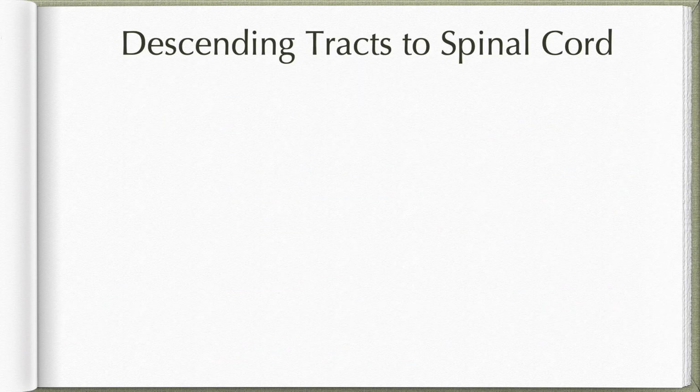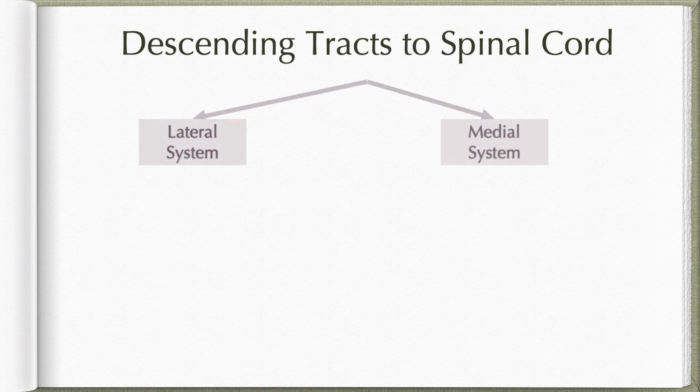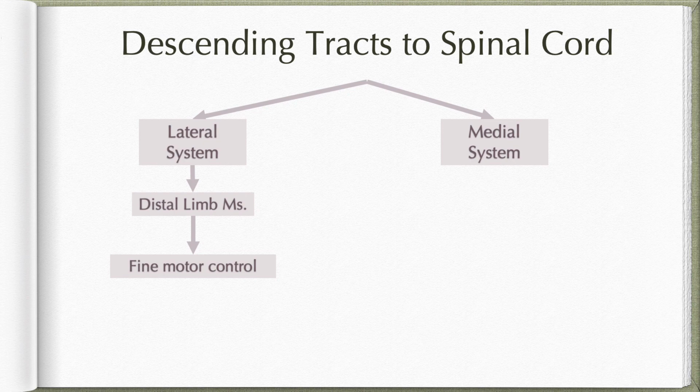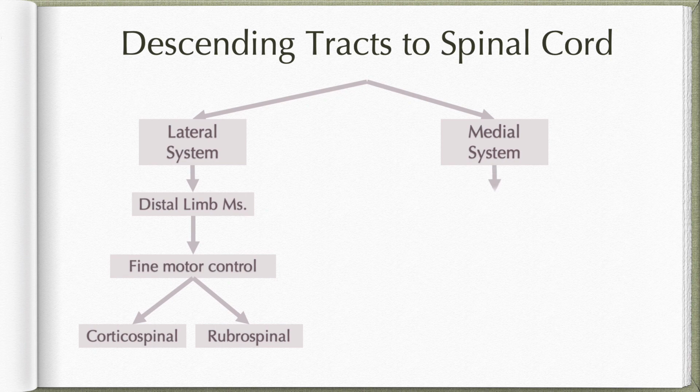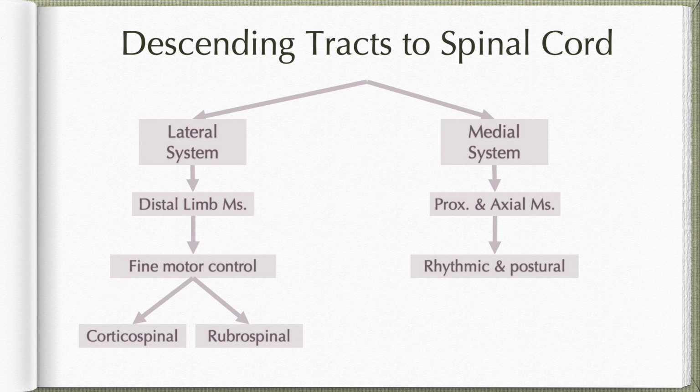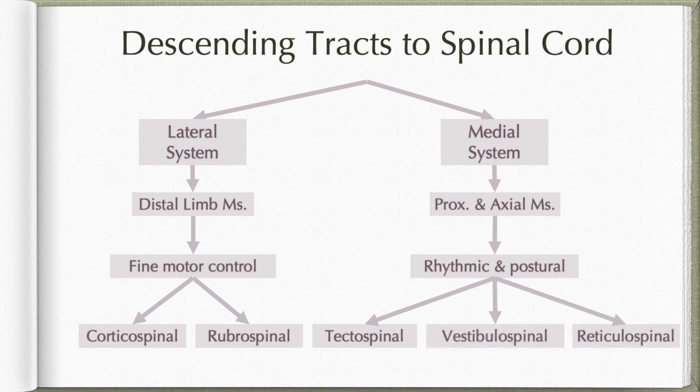The descending tracts to the spinal cord are divided into the lateral system of tracts and the medial system of tracts. The lateral system of tracts supplies the distal limb muscles which are involved in fine motor control. So the lateral system includes the corticospinal tract and the rubrospinal tract. The medial system, on the contrary, usually supplies the proximal limb muscles or the axial muscles, which are involved in rhythmic and postural control, and includes the tectospinal tract, vestibulospinal tract and the reticulospinal tract.